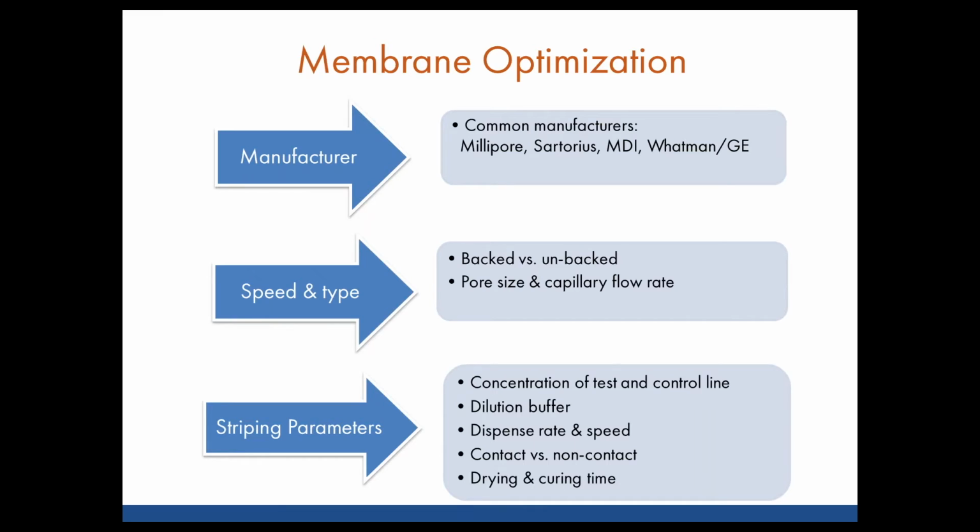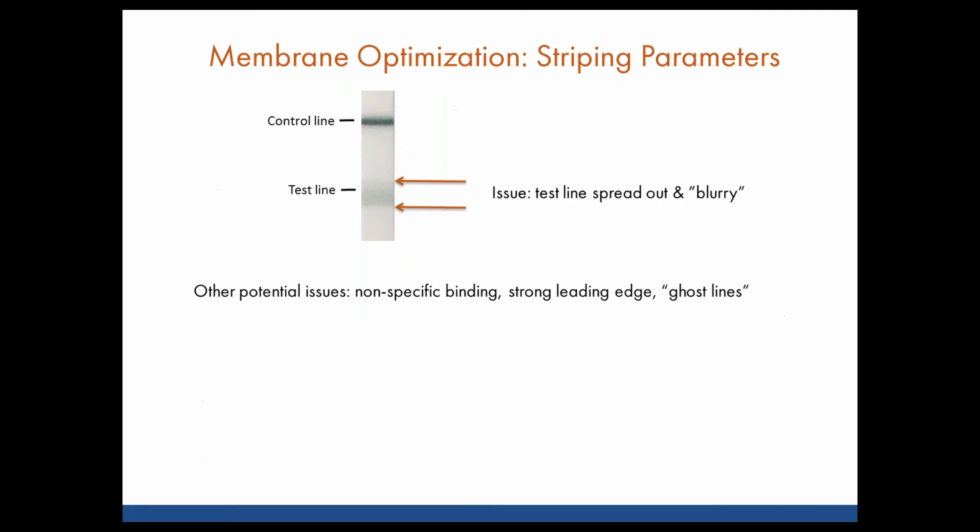These can include the concentration of your test and control line, the dilution buffer used, the dispense rate and speed, the type of dispensing used, such as contact or non-contact, and the methods used for drying and curing your membrane after it's been striped. After you stripe your membrane, it's really important to fully dry it in a forced air convection oven at 37 degrees Celsius and store it in a desiccated environment. If you don't have a dry room where the humidity is less than 20%, store all of your materials in a sealed foil pouch with desiccant or some other method to ensure less than 20% humidity for the materials. This will help with consistency of your results.